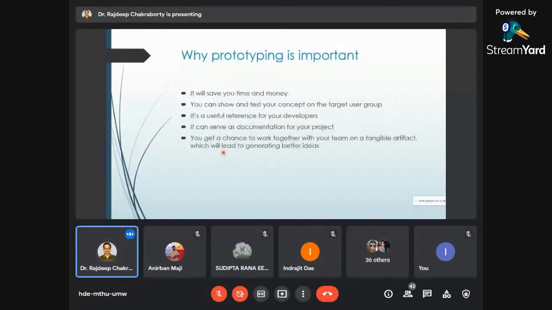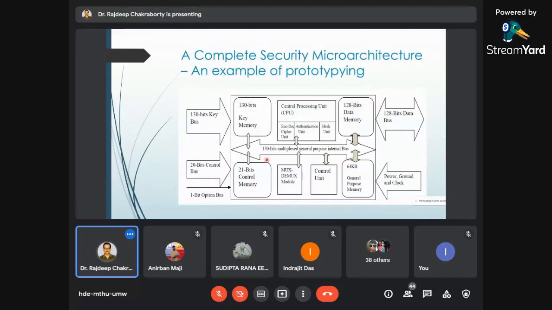And why is prototyping important? First, it will save you time and money, because you are implementing with minimum requirements. You can test your idea. It is a useful reference for your developers. Developing never ends, so you develop a prototype, and another person will follow your prototype and do another thing. Documentation is also very important in prototyping. And in prototyping, you will exchange ideas with people.